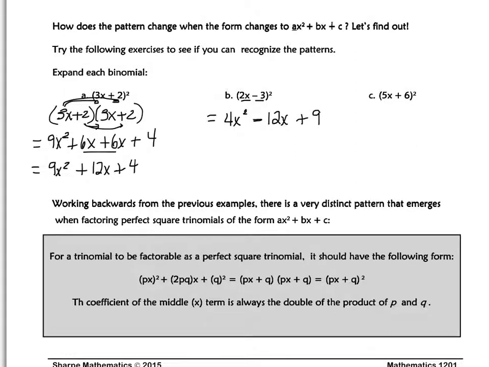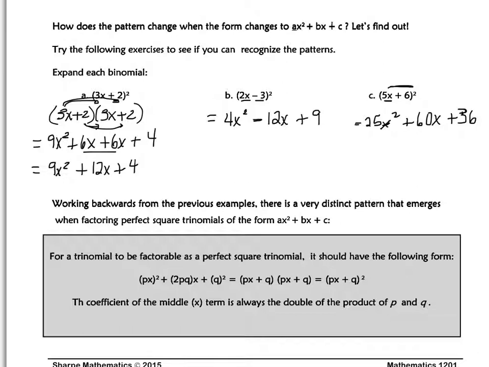And this one here, if we do the shortcut again, we got the square of the first term, which is 5x times 5x, or 25x squared. And we've got twice the product of 5x and 6, which is 30x, so doubled is going to be 60x. And then the square of the last is 36. And again, for B and C, if you did it the same way we did A, you should get the same answer.